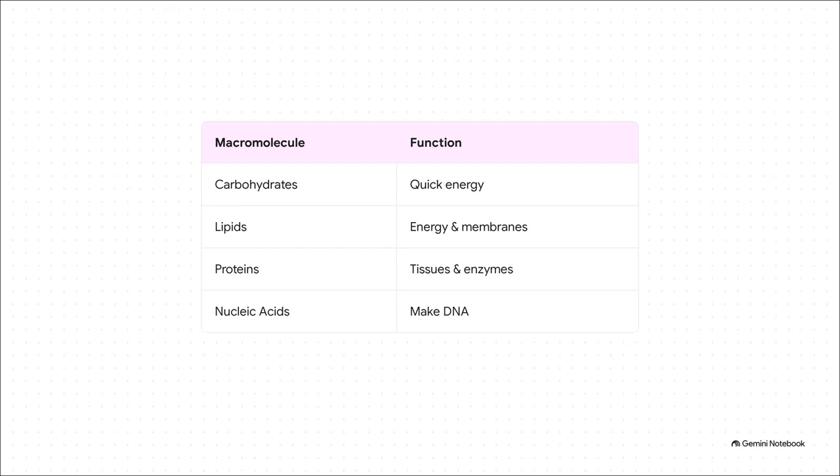Next up are proteins. Proteins are the workhorses. They make up your physical tissues, and they act as enzymes, and enzymes are amazing. They're catalysts that massively speed up chemical reactions inside you, like lactase breaking down the lactose in a glass of milk. And finally, you have nucleic acids, which are the fundamental building blocks of your DNA.